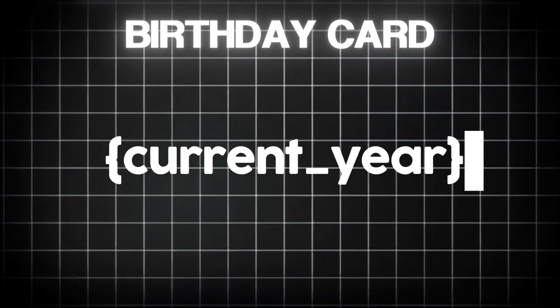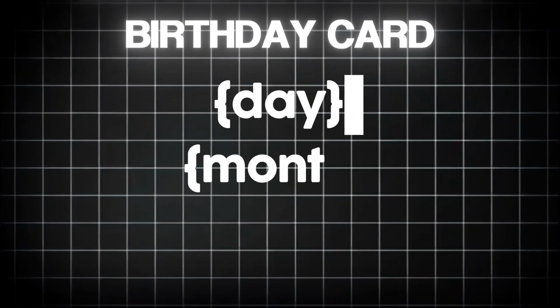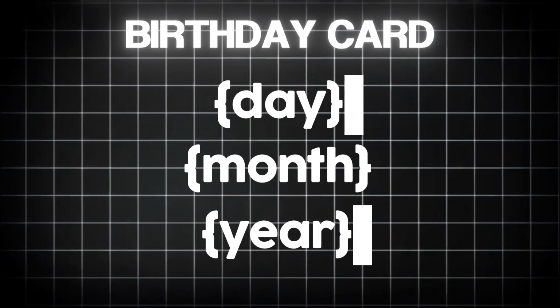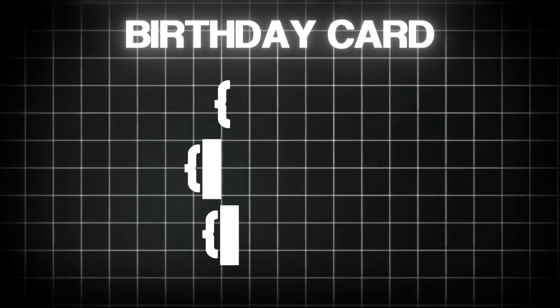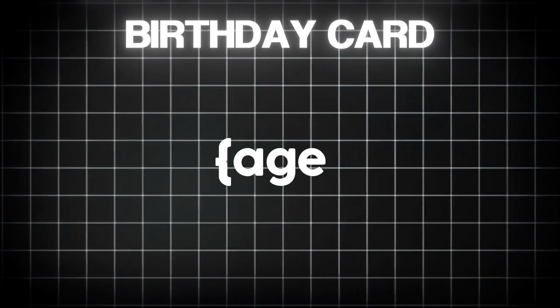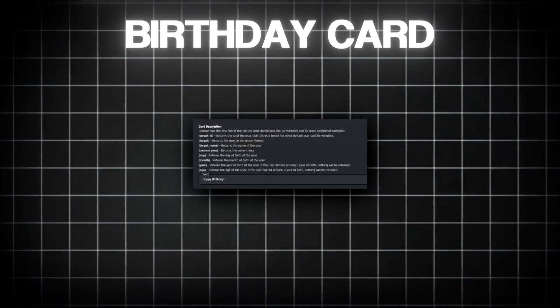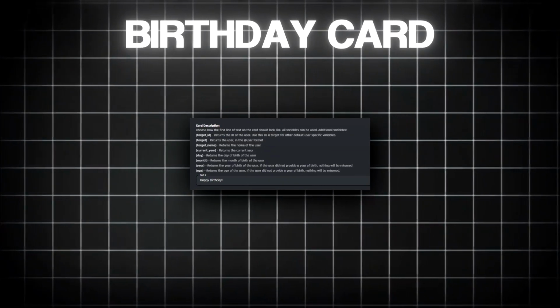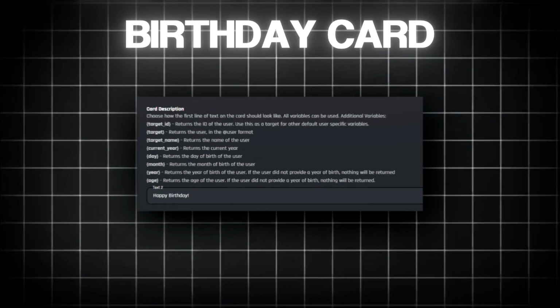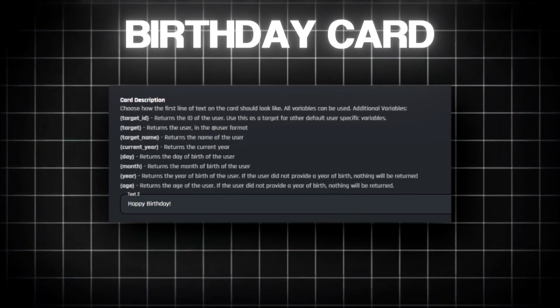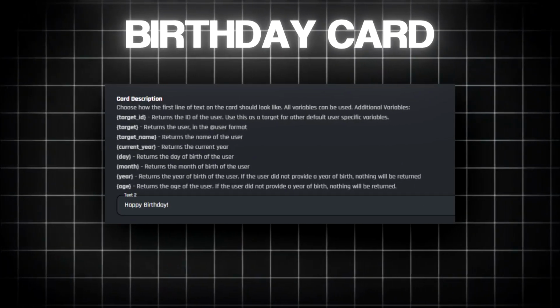Current_year just displays the current year. Day, month, and year displays the day, month, and year that the member is born in, respectively. If the member did not put in a birth year, then nothing will return. And lastly, age displays the current age of the member. The card description displays whatever's below the first line of text for the birthday message. Keep in mind that every variable from the card title are also applicable in the card description, including the additional variables.